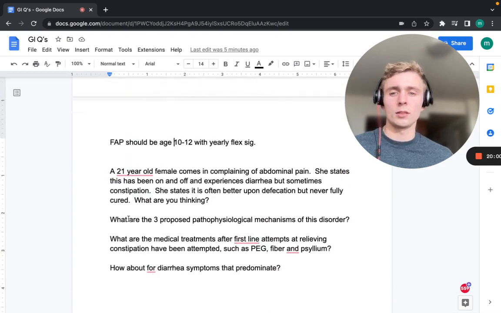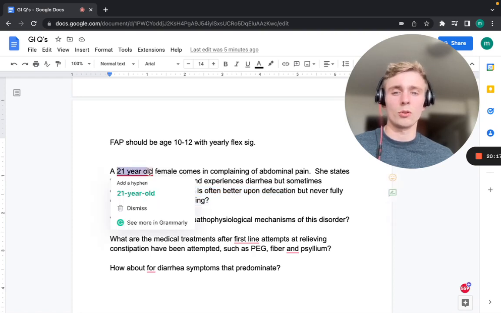Okay, next one. A 21-year-old female comes in complaining of abdominal pain. She states this has been on and off and experiences diarrhea, but sometimes constipation. She states that it's better upon defecation, but never fully cured. What are you thinking of?